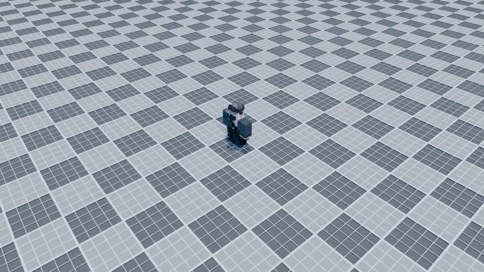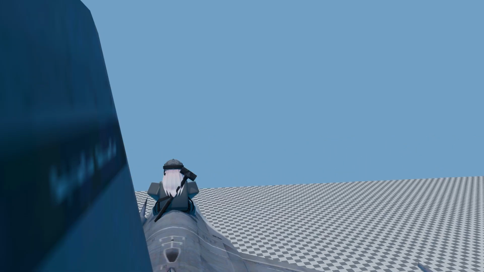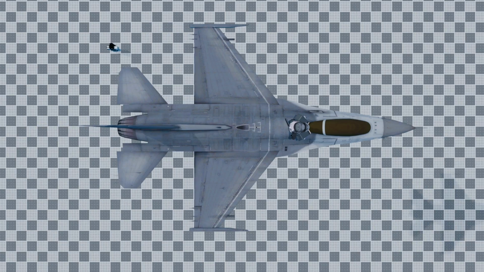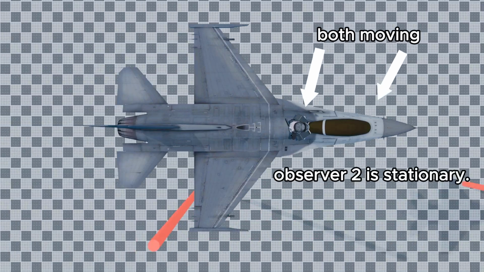Now let's look at a different example, the meter stick example. Once again, we'll be replacing the meter stick with something else. This time we will use a jet. Observer 2 and the jet will be in motion, while Observer 1 remains on the ground at rest. Since Observer 2 is moving with the jet, they are considered stationary relative to the jet.